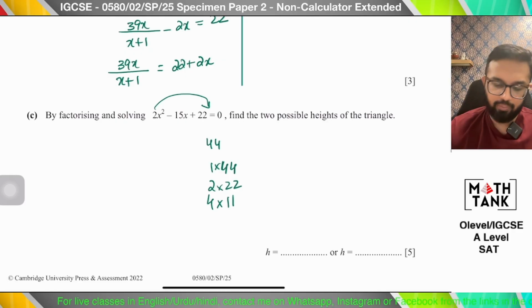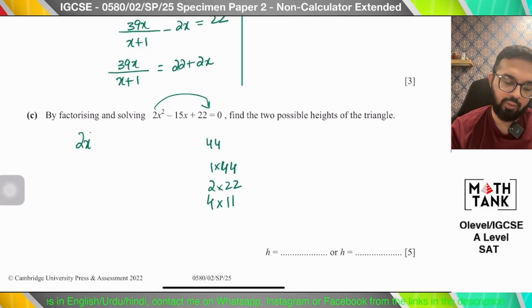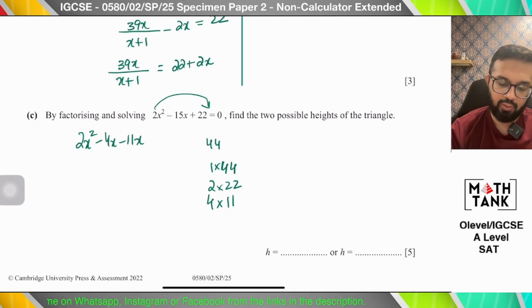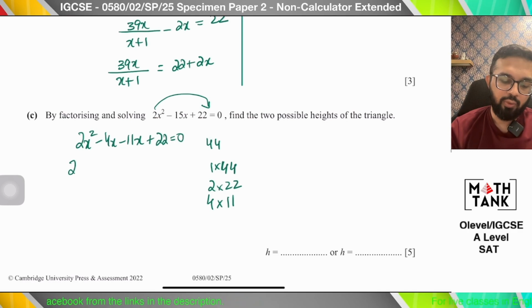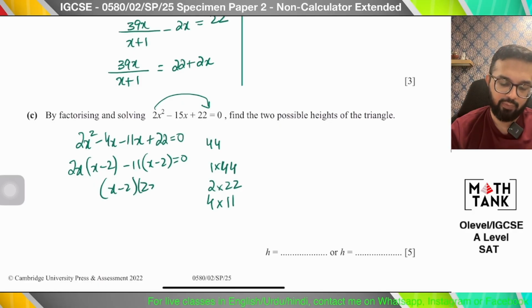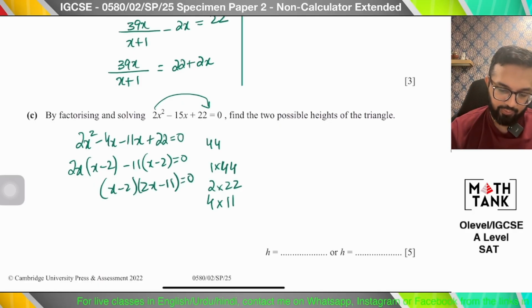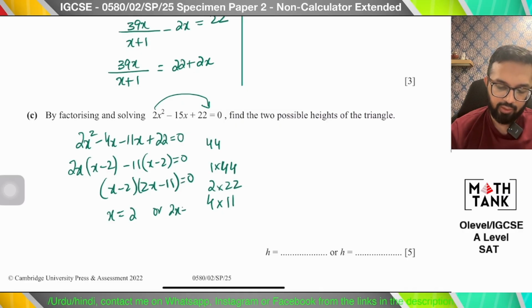Yeah, that is useful in fact. I need to get 15, not 5. Otherwise, what was happening in my head. So you factor out 2x, you get x minus 2, minus 11 times x minus 2 equals 0. So x minus 2 equals 0 and 2x minus 11 equals 0. So x equals 2 or 2x equals 11 and x equals 11 over 2.